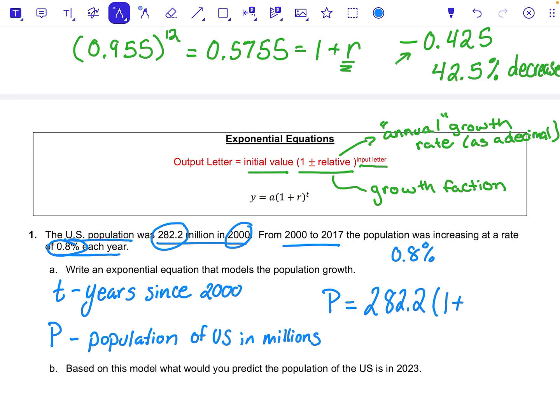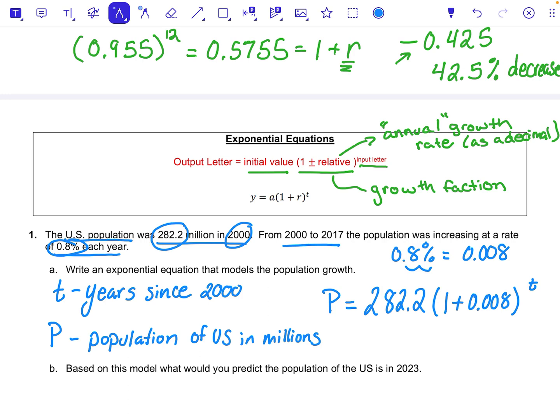If we want to put it in its decimal form, we would divide by 100, which basically means that we would move the decimal point 2 places to the left. So that would be 0.008. And so that's actually going to be our R value. That's our growth rate as a decimal. And then that whole growth factor, we're going to raise it to the T power, T representing years since 2000.